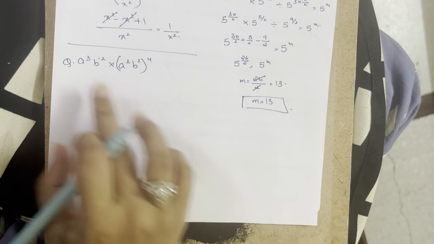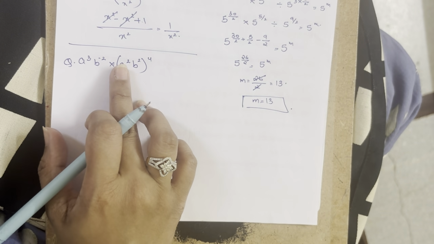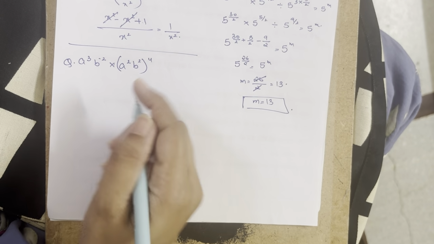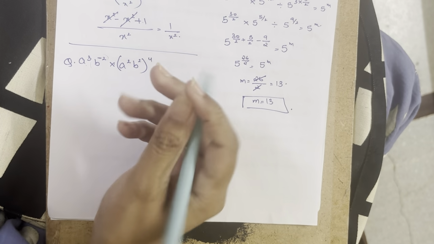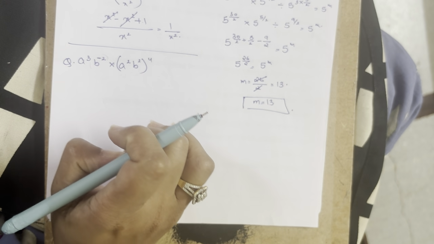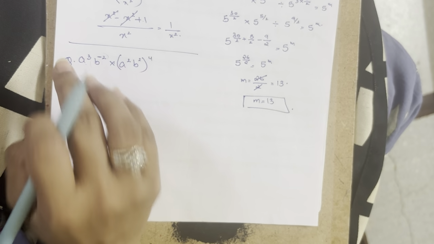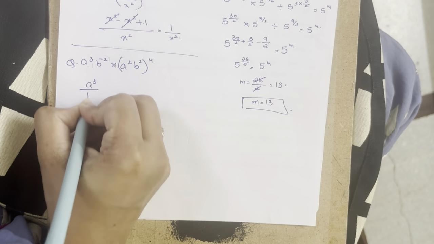Another question that we have is a cube b to the power minus 2 into a square b square whole to the power 4. There's a negative power. The most important thing that catches my eye is the negative index over here. So I am going to send it down. It becomes a cube upon b square.